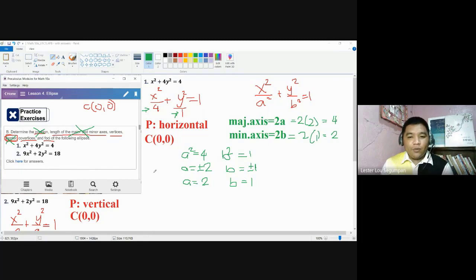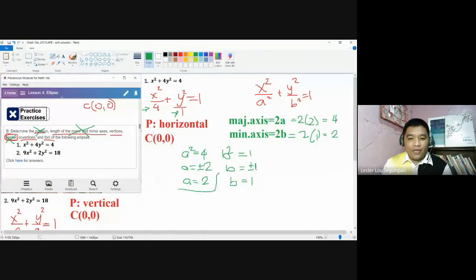If in number one, our position is a horizontal ellipse, our vertices are actually concerned with the length of the major axis using the value of a. So we are going to use this value of a for our vertices, and definitely the value for b for our co-vertices. And what is that?